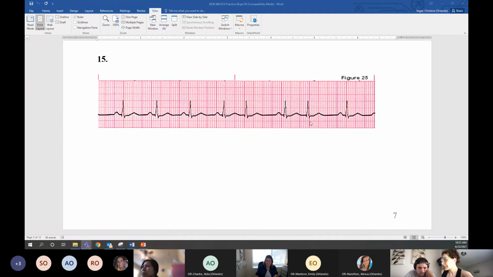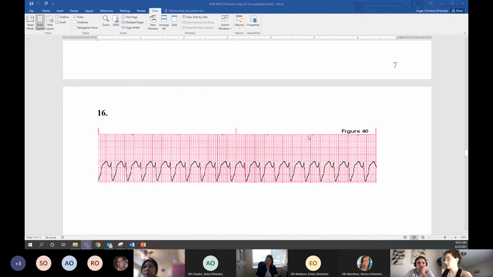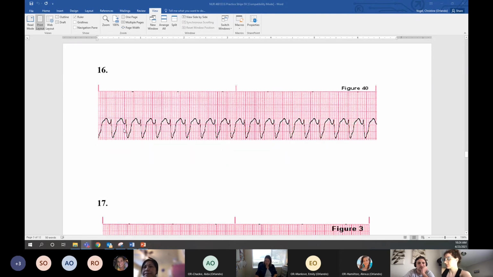what is it? Is it a PJC? A PJC, absolutely. So this would be sinus rhythm with PJCs. Your PJC is right here and right here. Okay. Good job. All right. Wide, bizarre, and it looks exactly the same in rapid.